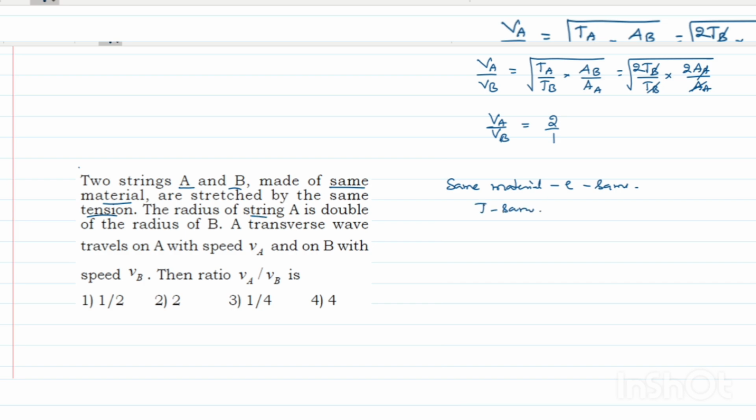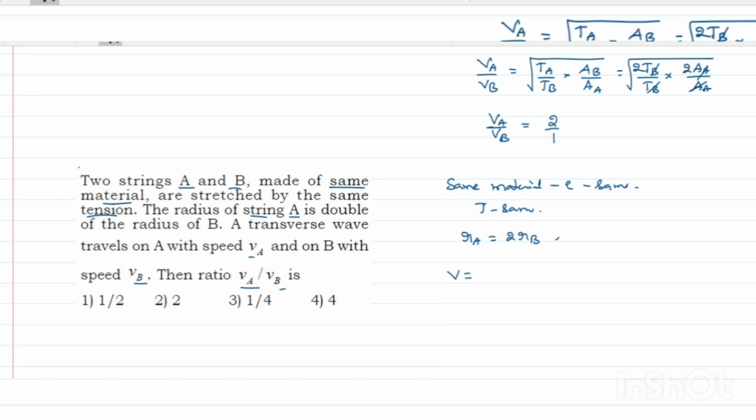The radius of the string A is given as double the radius of B. A transverse wave travels with a speed VA on A, and here on B it is VB. The ratio of VA by VB they are asking.